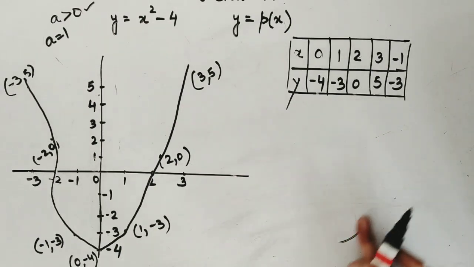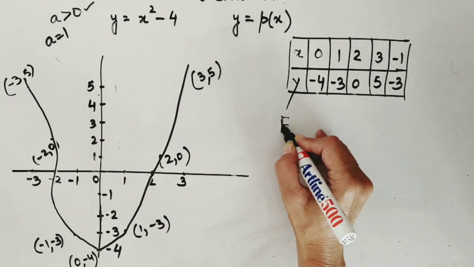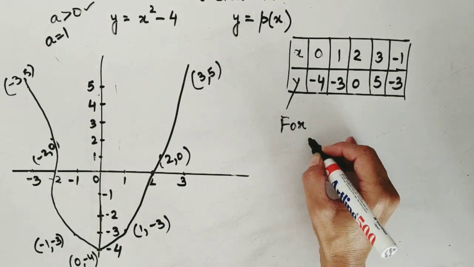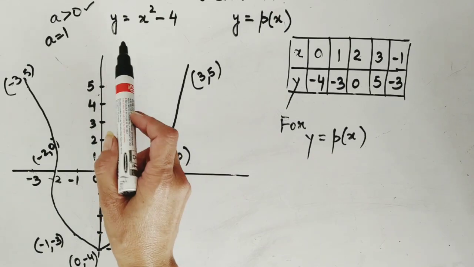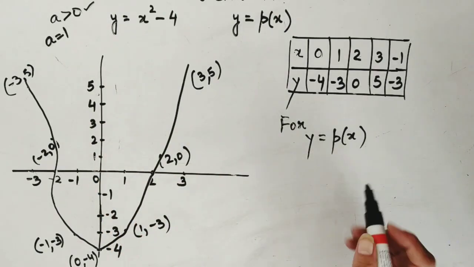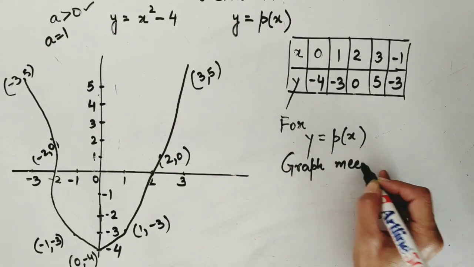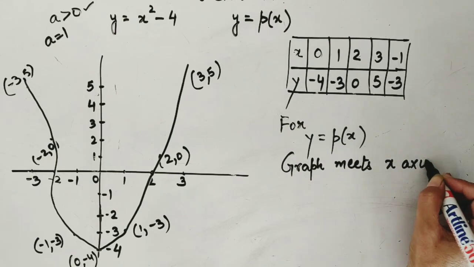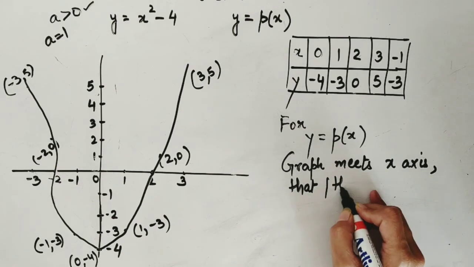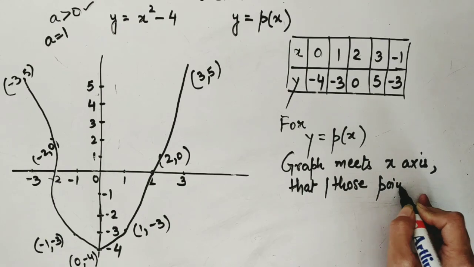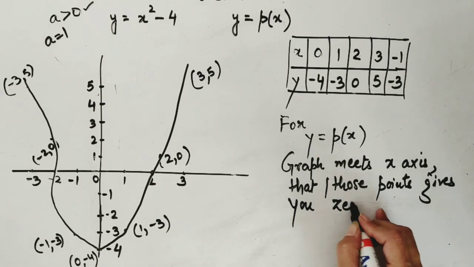So kids, remember one thing. Whenever graph meets, this is important point, for y equals to p of x, जो polynomial अभी हमने डिस्कस किया, if y is p of x, then wherever graph meets x-axis, that or those points gives you zeros of a polynomial.